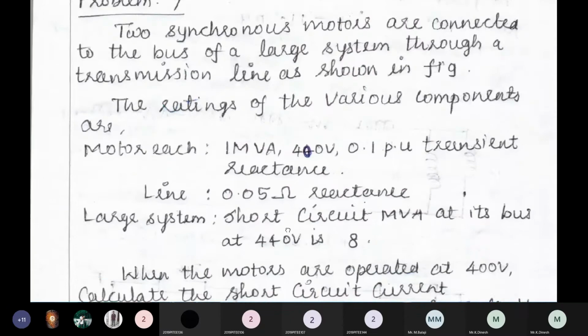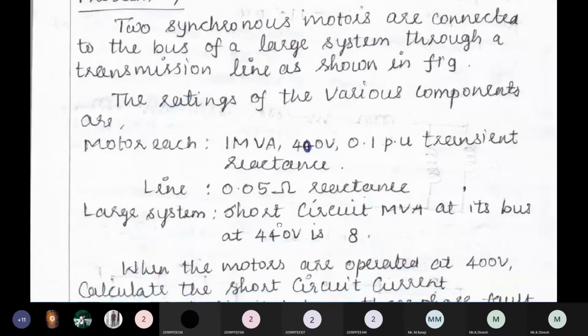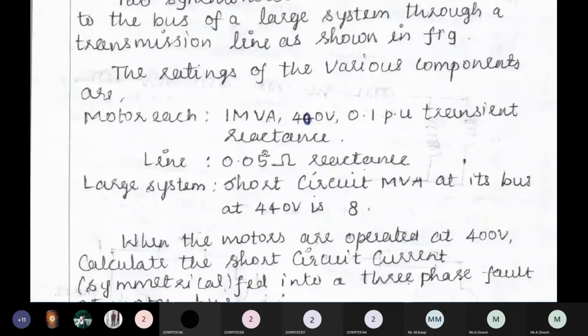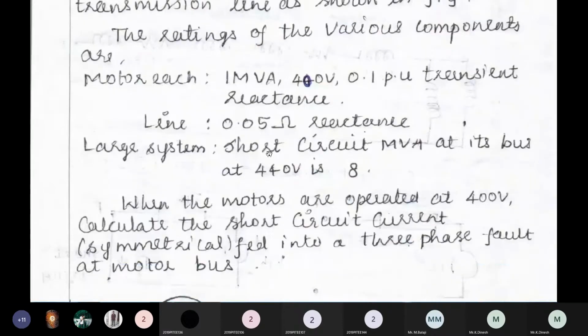This is the question we have for today's class. Two synchronous motors are connected to the bus of a large system through a transmission line as shown in the figure. So this is the figure which is given in the problem.